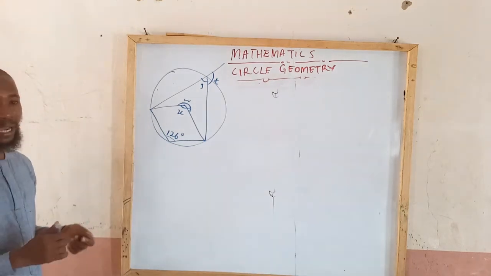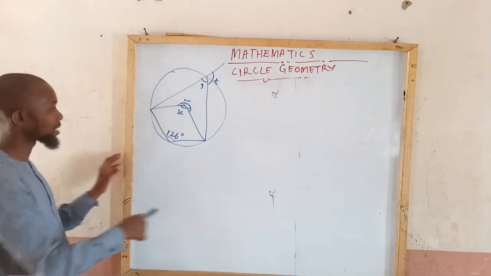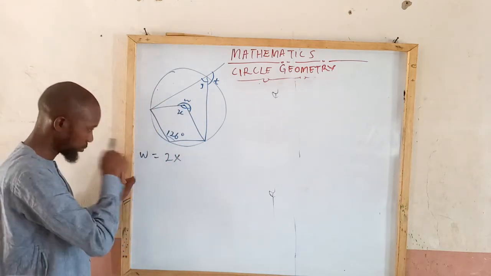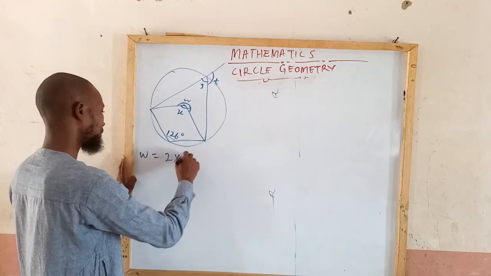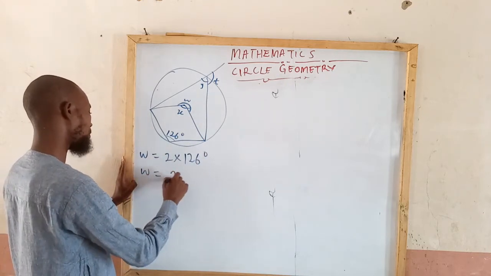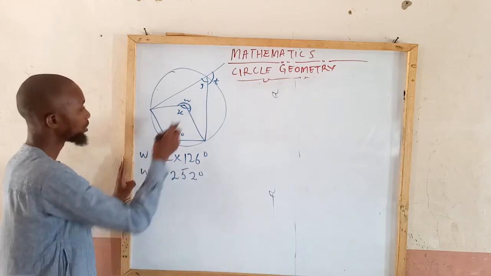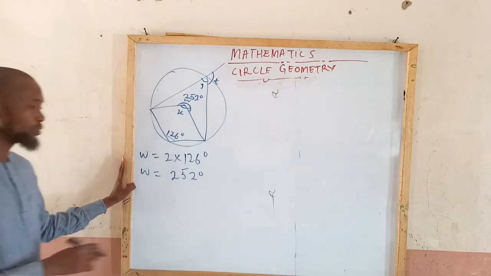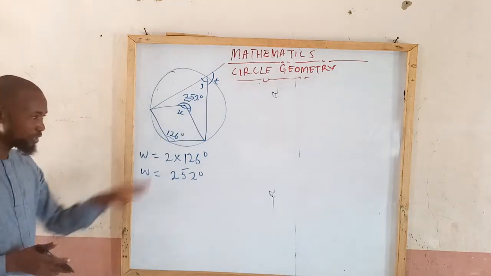So we can now apply the theorem. The theorem says that whatever we have at the center is 2 times whatever we have at the circumference, 126 degrees. So there we can see that it has a value of 252 degrees. So we can say this angle is 252 degrees. So we are done with this one.